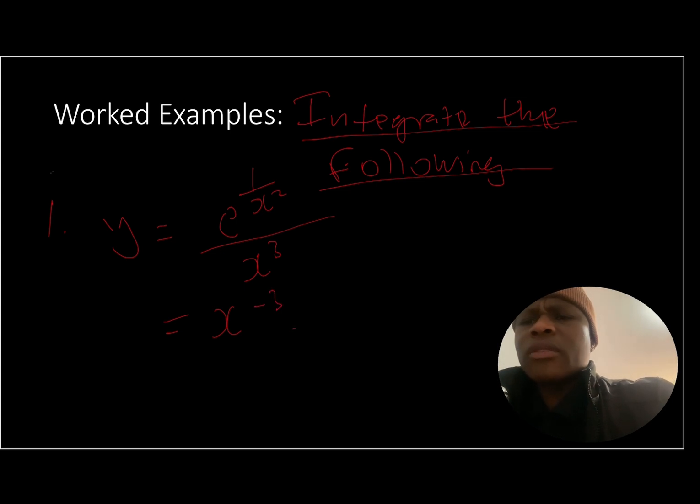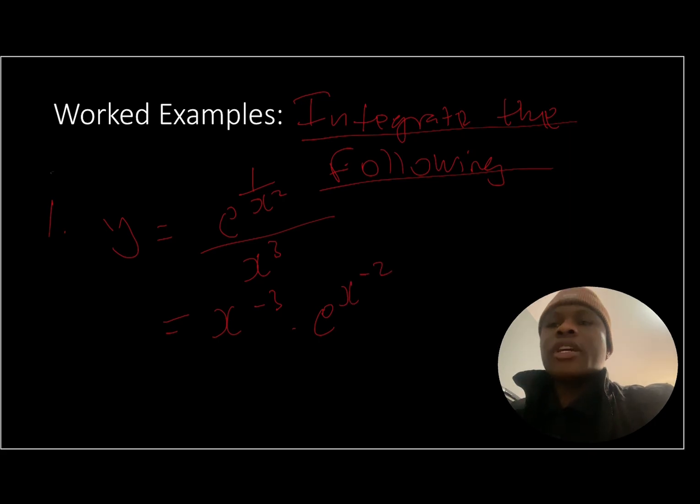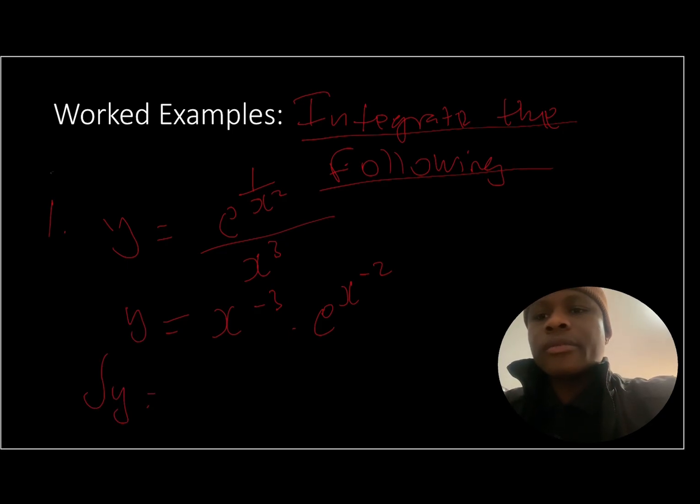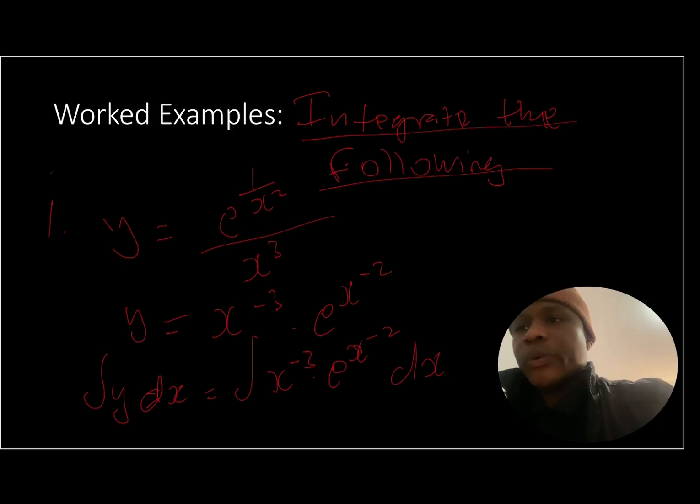Therefore, I see an exponent of the exponential there at the top, at the numerator. I'm going to change it as well and make the exponent negative. We have changed our equation to the simplest form where we can simply integrate it. What are we going to do? We're going to integrate y in terms of x, dx. This is what we're going to do.